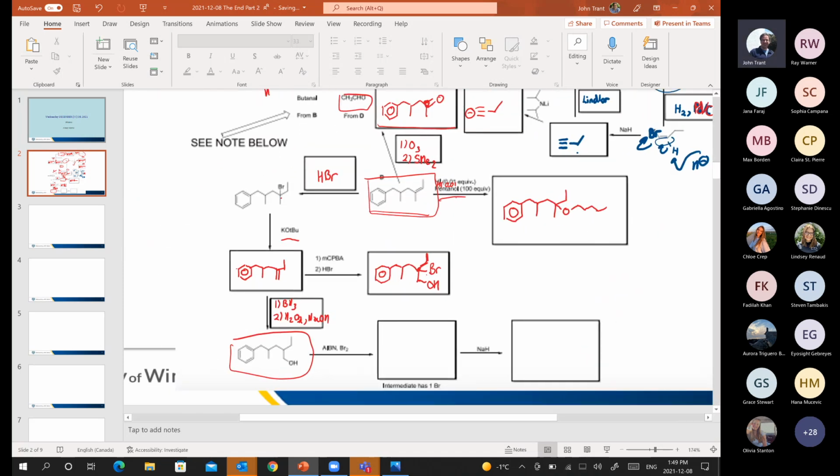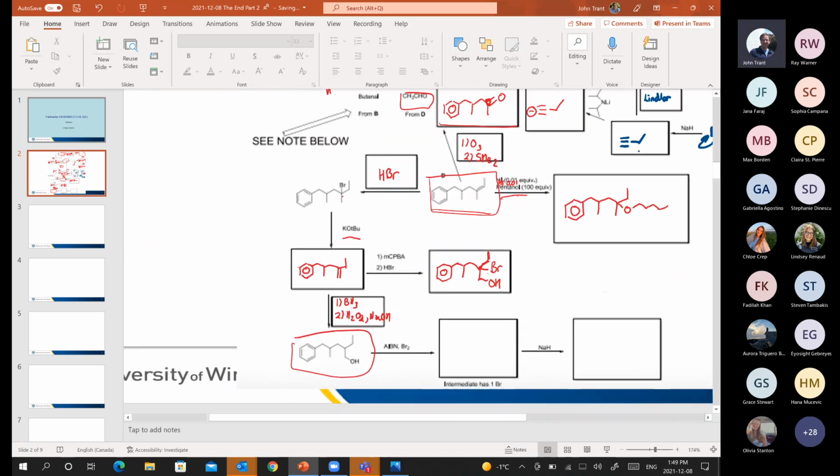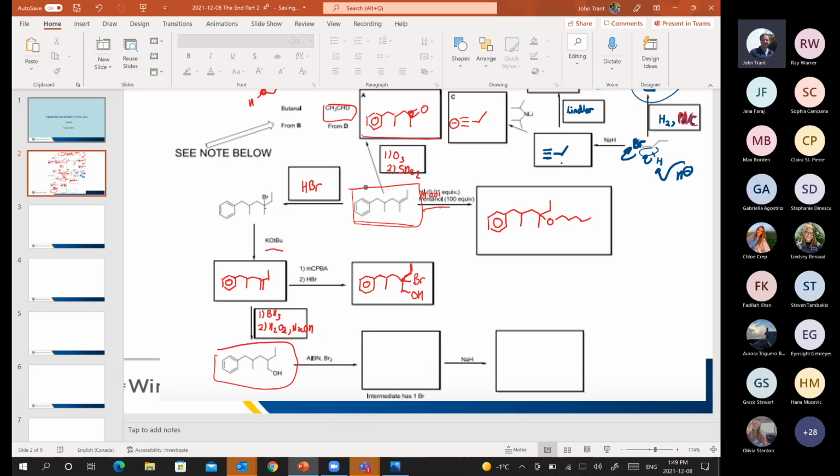Now we can return back to the nasty questions. So AIBN and bromine. There's no double bond, right? So there's no addition to a double bond that's going on. Radical, exactly. I love your enthusiasm. Where's the radical going? We're brominating, and I point out the intermediate has one bromide. So there's one bromine going on there. Where's it go?